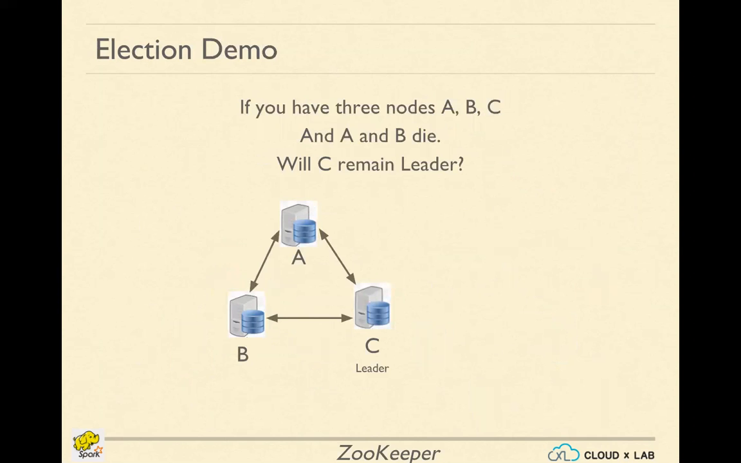All right. If you have three nodes, A, B, and C, and both A and B die, let's take this scenario: C being the leader, and both A and B die. Will C remain the leader, or will C step down? C will step down. Correct. C will step down because there is no majority.